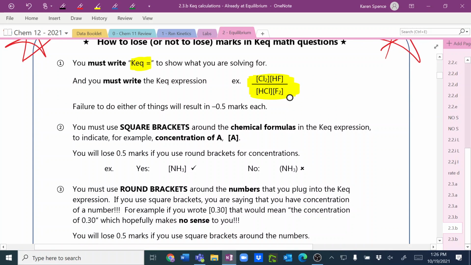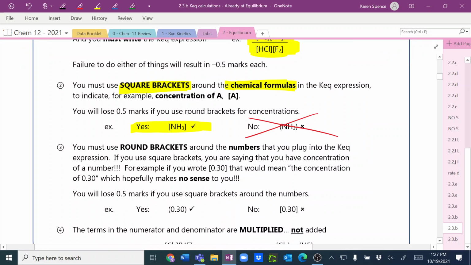You must use square brackets around the chemical formulas. So, yes, square brackets around NH3. No, round brackets around NH3. You must use round brackets around the numbers. So yes, to 0.30 in round brackets. No, to 0.30 in square brackets.